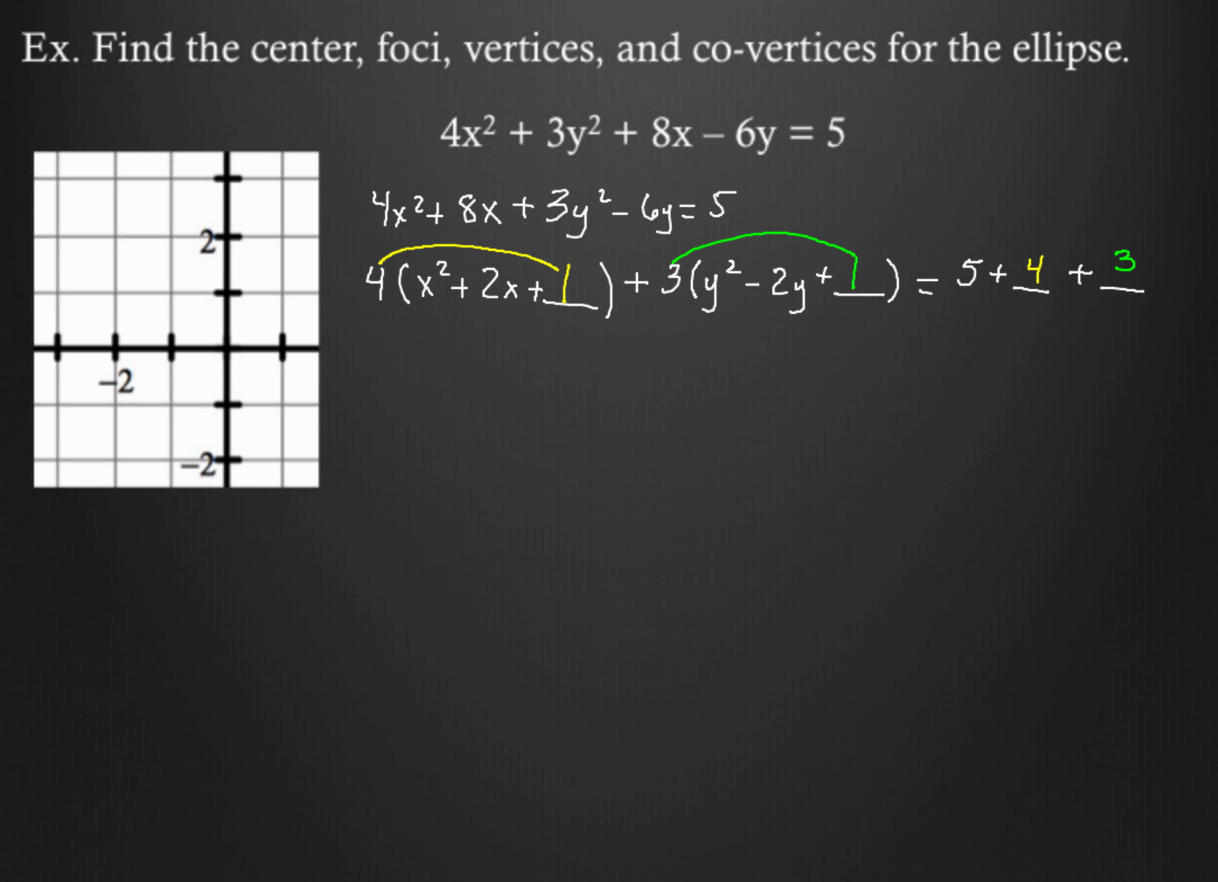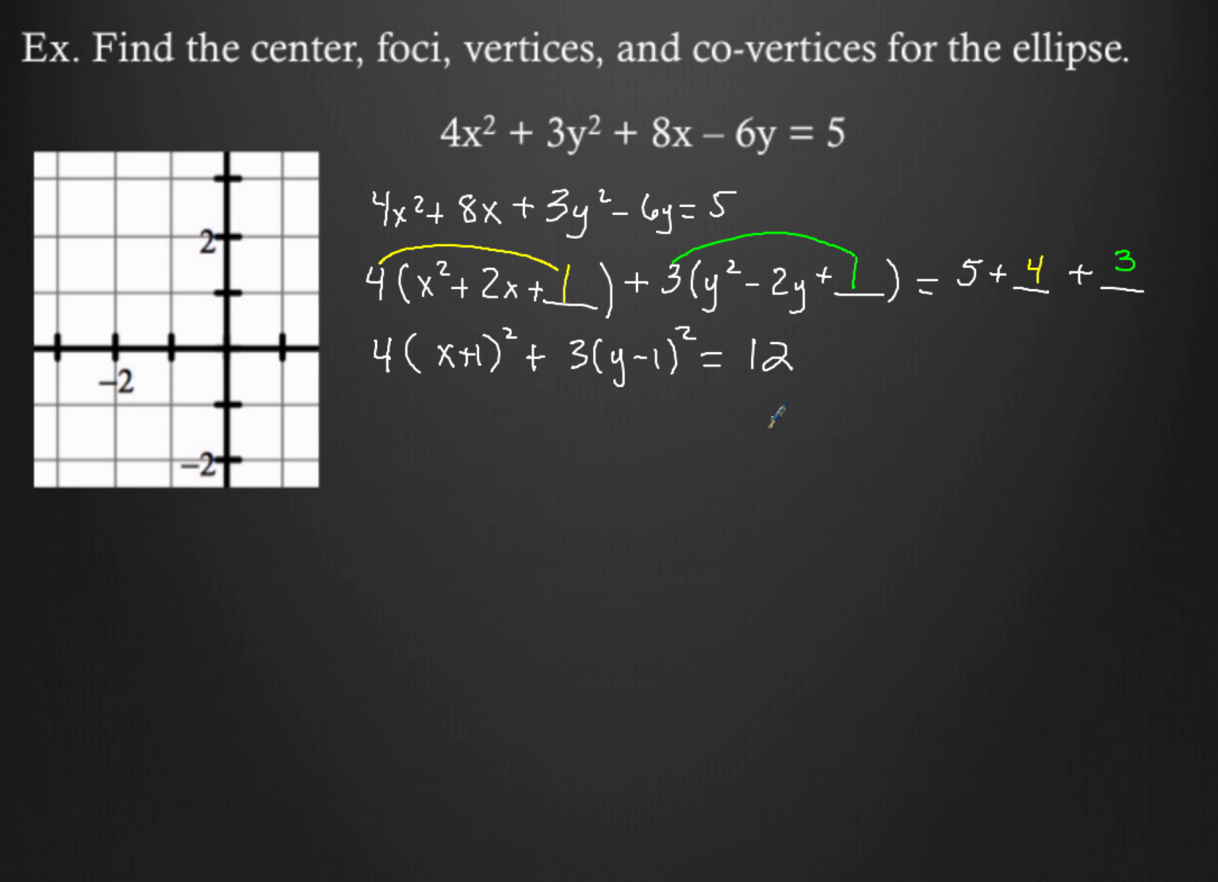They'll forget to add the correct numbers on the other side when you have a constant out in front of your perfect square trinomial. Now when I rewrite this, I'm going to get 4 times (x plus 1) quantity squared, plus 3 times (y minus 1) quantity squared equals 12. So I end up with this equation here.